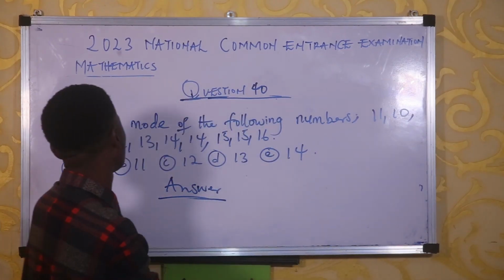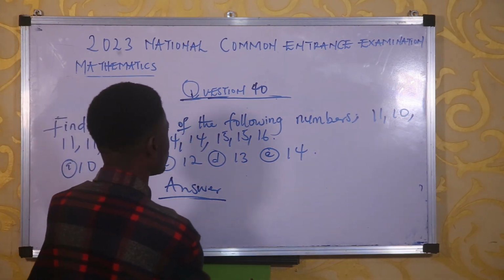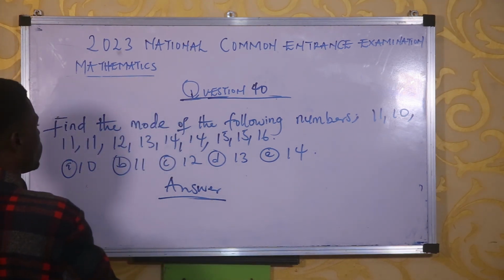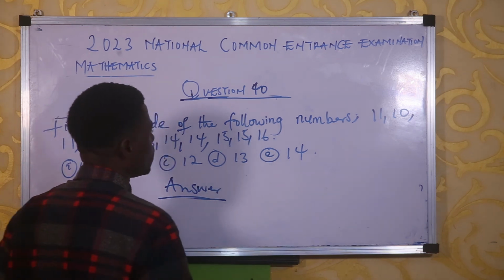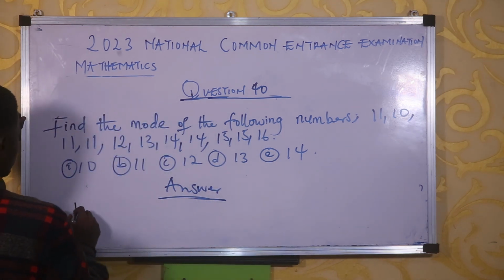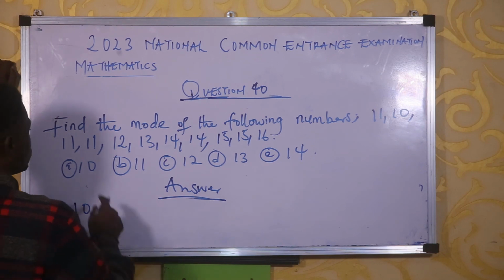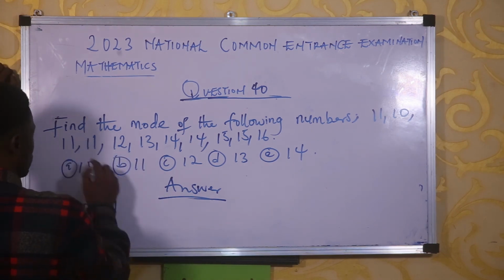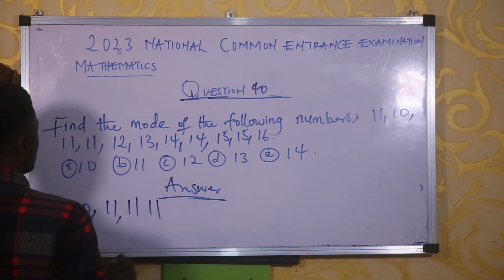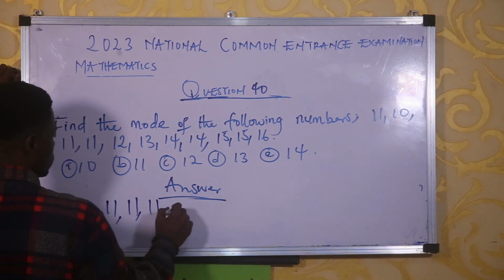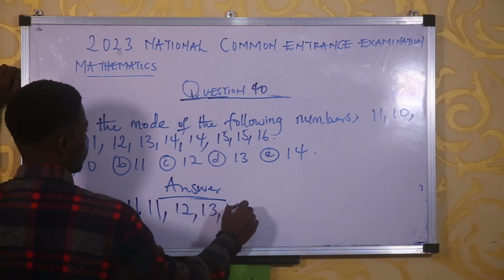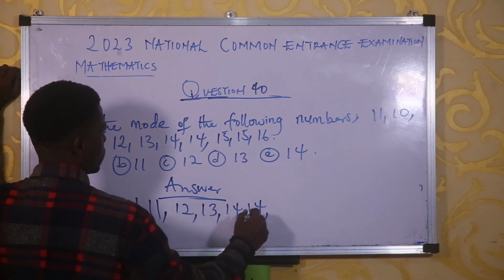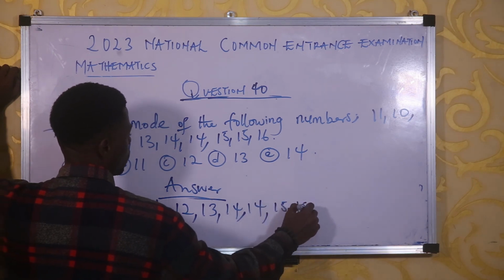Yeah, question 40 says find the mode of the following numbers: 11, 10, 11, 11, 12, 13, 14, 14, 15, 15, 16. Let us arrange it in ascending order. The lowest number is 10, followed by 11, another 11, another 11, then 12, 13, 14, 14, 15, 15.